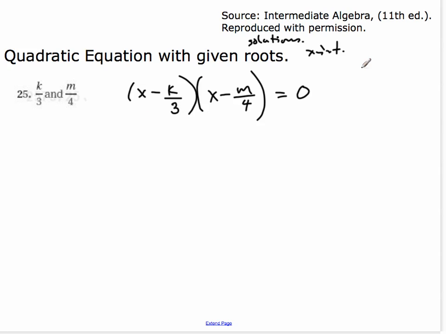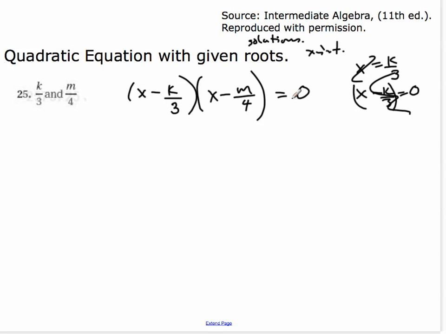I guess one thing I could have done was I could have said x = k/3 and then move the k/3 to the other side to say x - k/3 = 0. And then this part here becomes one of my factors. And I do the same thing with that. Okay, so here is my equation.